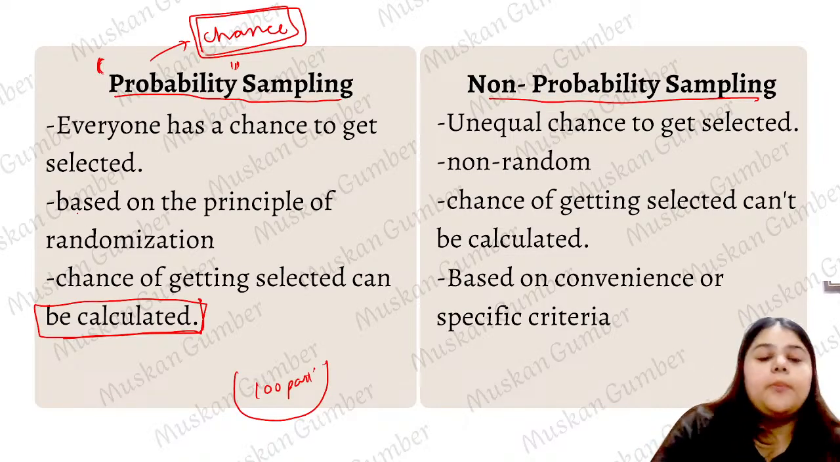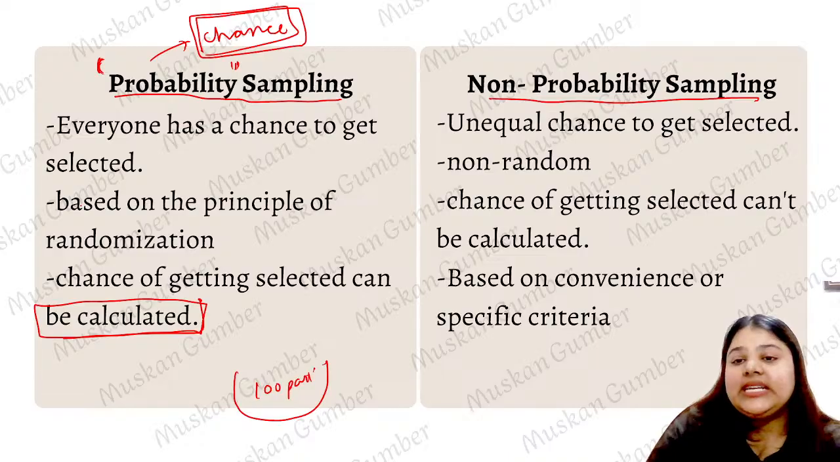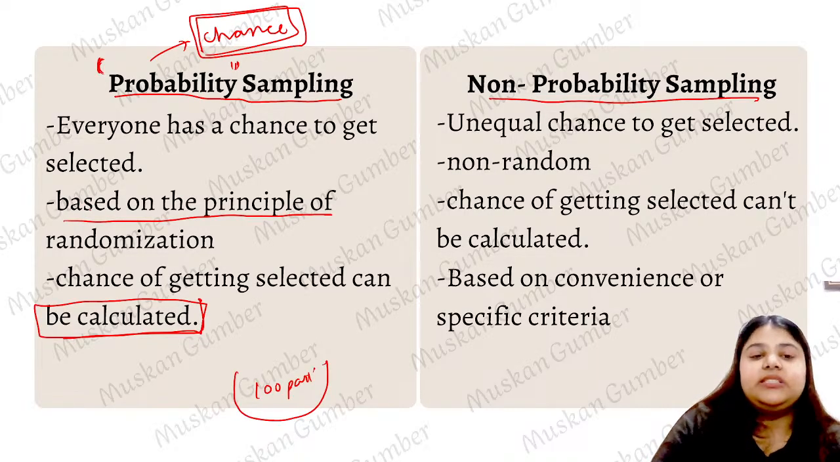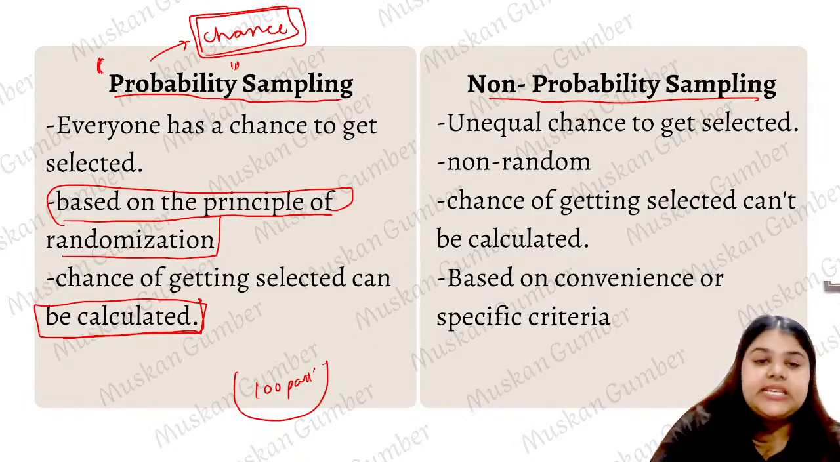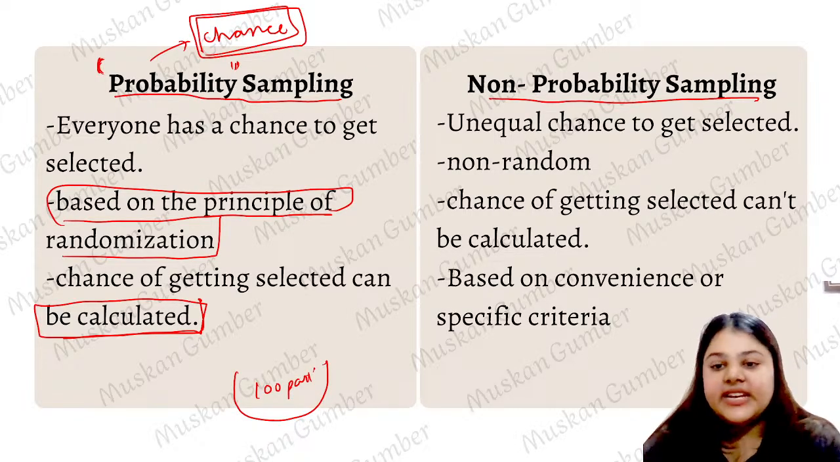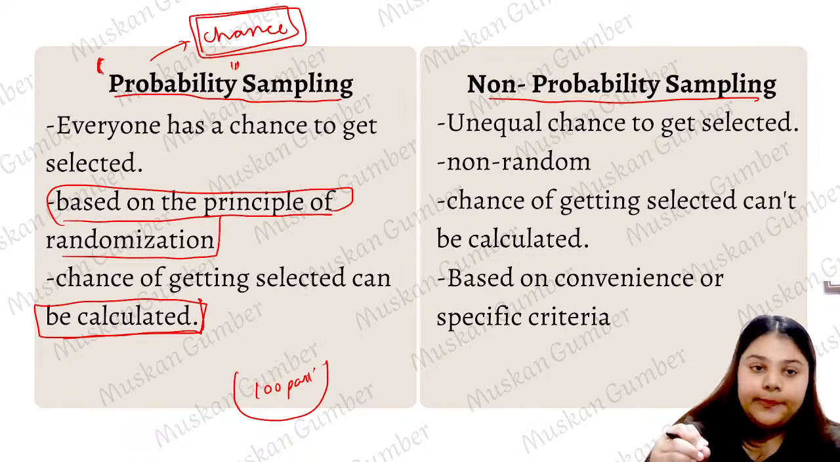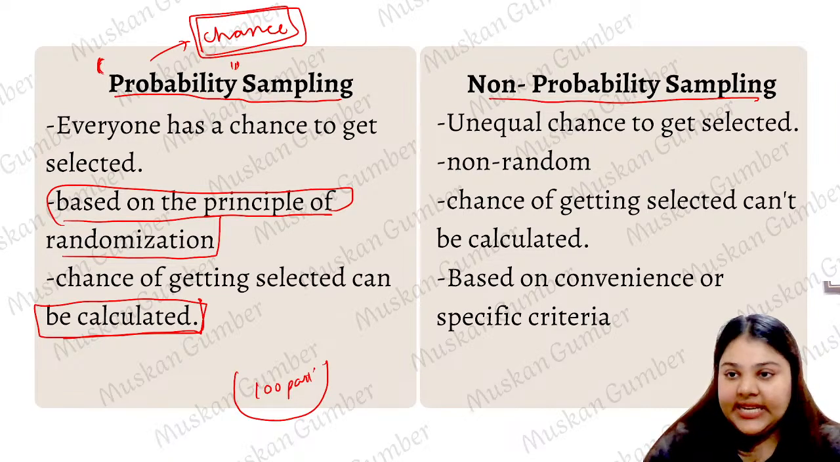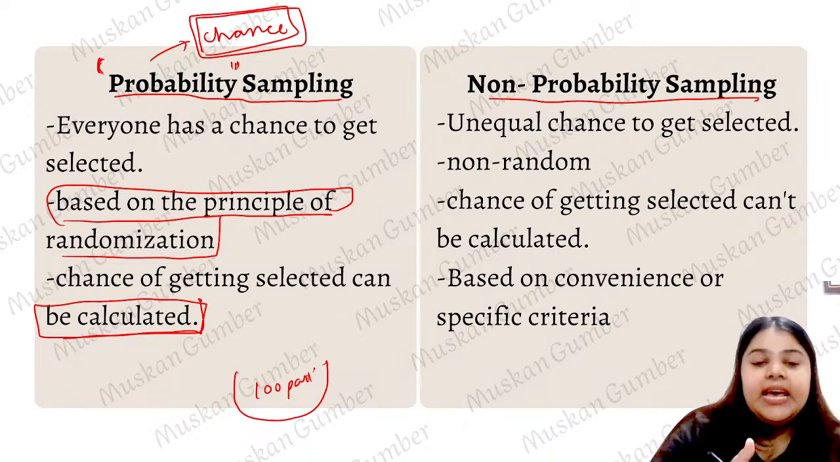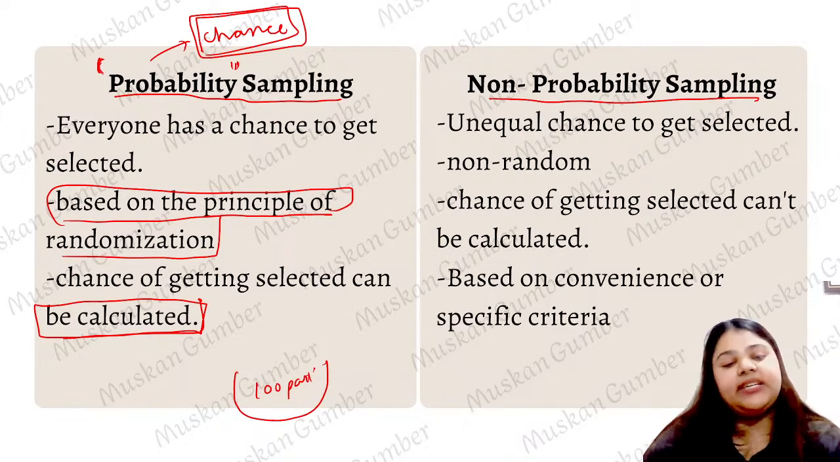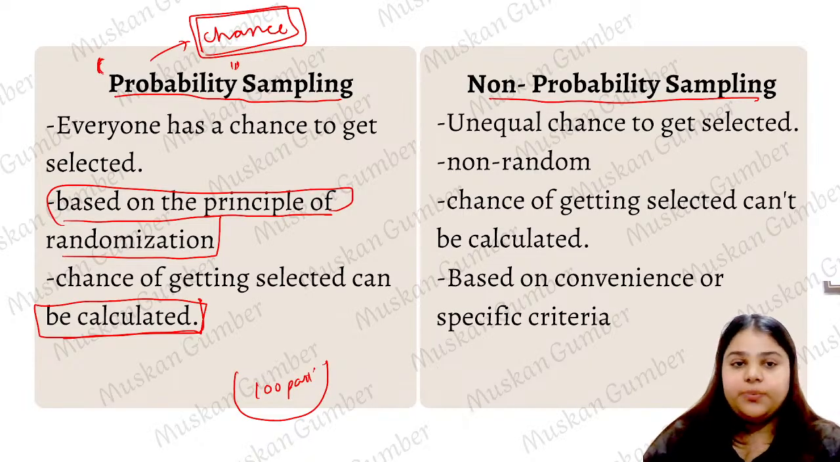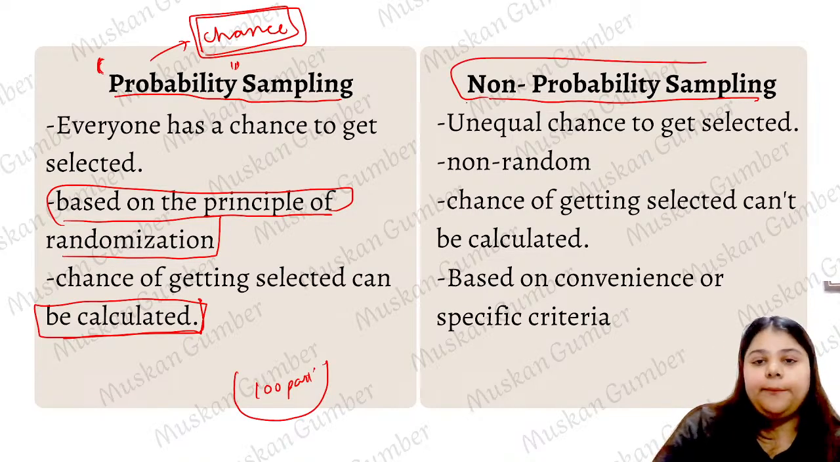Most of the probability sampling techniques are based on the principle of randomization. We believe that if we randomly select our data set, if we randomly pick our sample, it will be more representative of my population, and there would be better generalization, better observation, better inferences that I can make about my data. Clear?